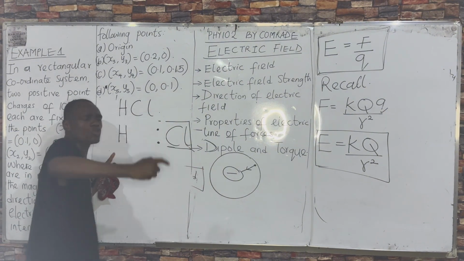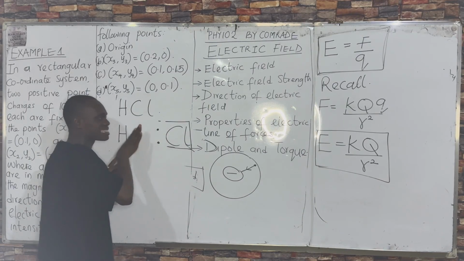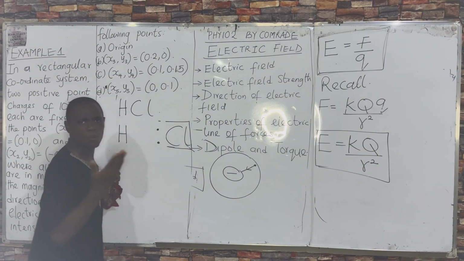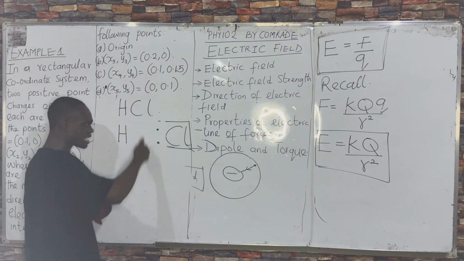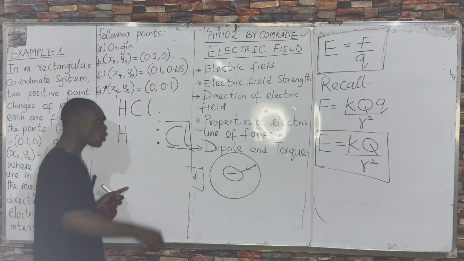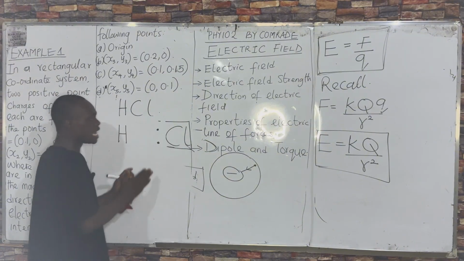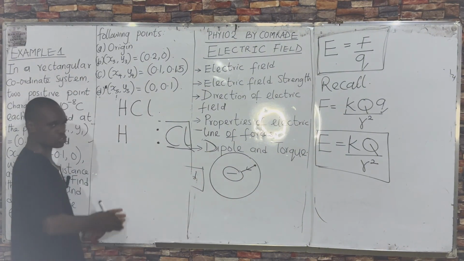Now, it will look as if, though it's not true, but it will look as if chlorine is accepting electron and hydrogen is losing electron. But is that what is happening? No, because the bond is covalent. So what is happening is sharing of electrons. But because of high electronegative value of chlorine, it is now looking as if chlorine is accepting, hydrogen is losing.